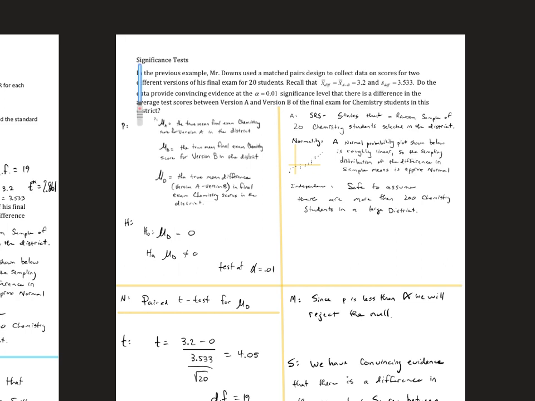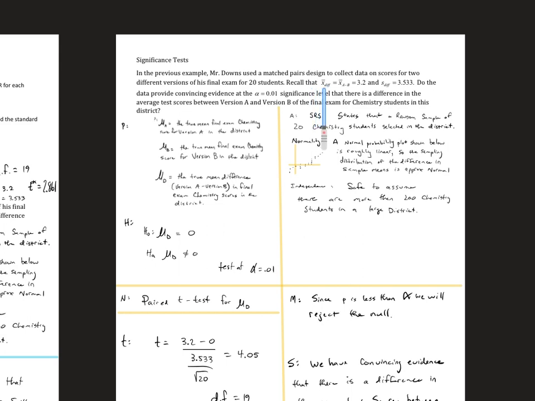Our next example that we're going to take a look at is what do we do when we have a significance test? So rather than have to do all these checks and conditions, I'm going to use the previous example of Mr. Downs, where he used a matched pairs design to collect data on scores for two different versions of his final exam for 20 students.